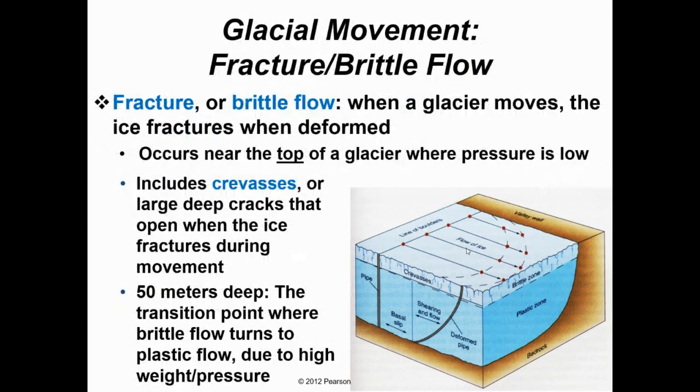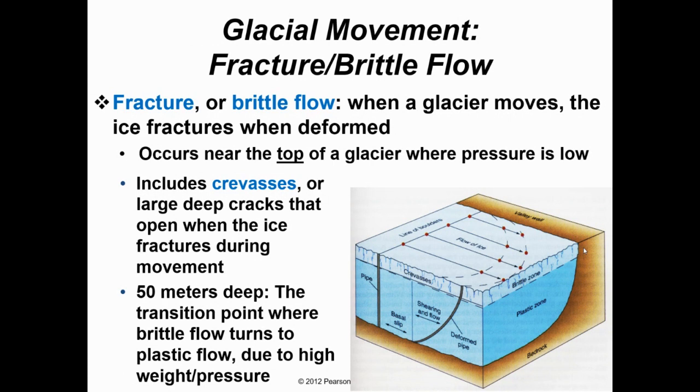Let's see. A brittle flow, which occurs at the very top of the glacier up here. This zone of the glacier, when it moves, will often fracture, and that's because of that lack of pressure. So anytime pressure is put on it, a crack is going to form, and it'll just crack. It can also move along with the plastic zone below it as well.